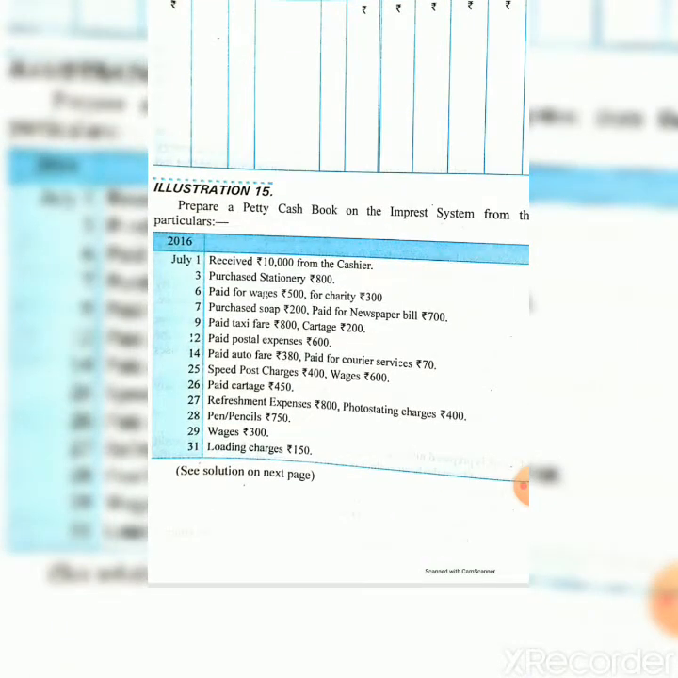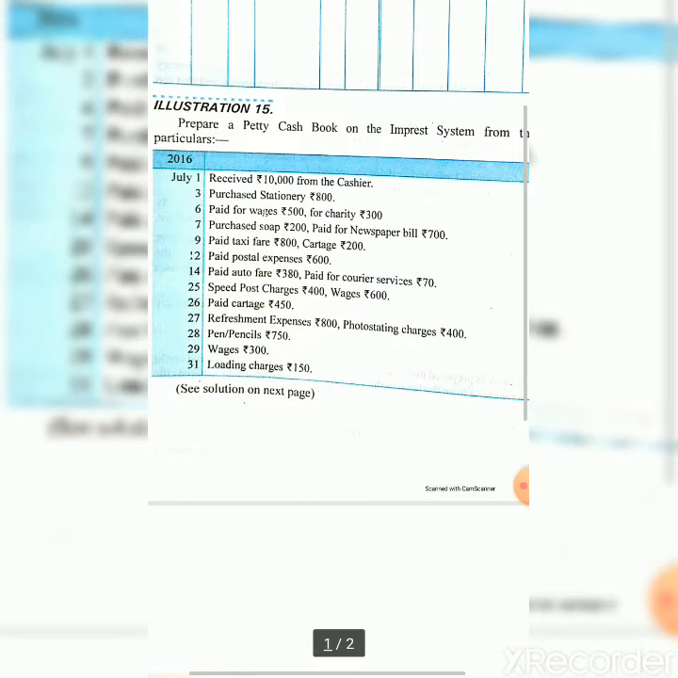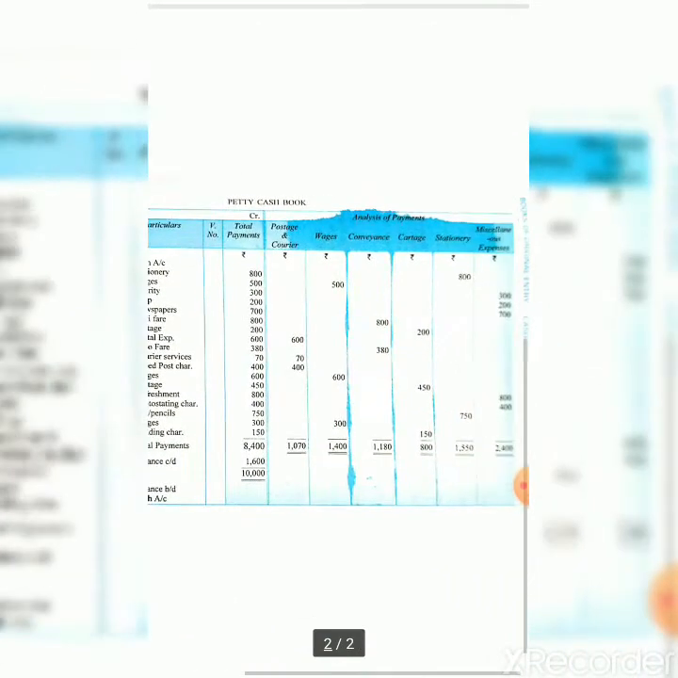So received 10,000 from cashier, and purchase stationery, wages, charity, purchase soap, newspaper bill, taxi fare, cartage, paid postal expenses, auto fare, courier service, speed post, wages, cartage, again refreshment, photostating, pen, pencil, wages, loading charges are there. Now let's see what is the solution.